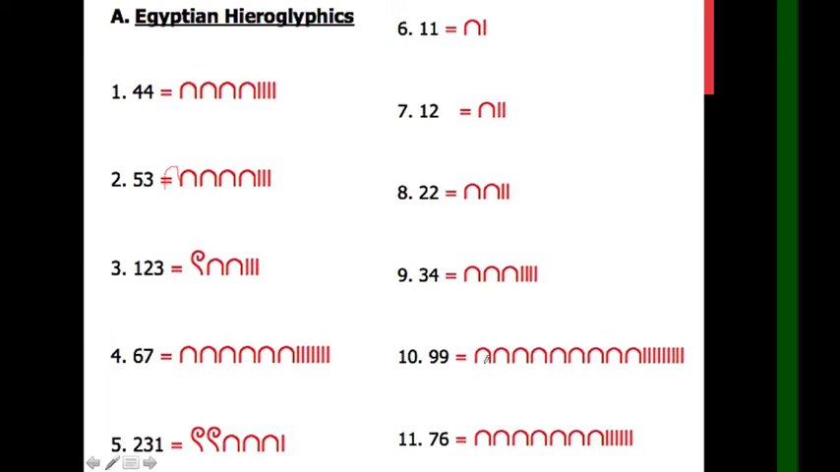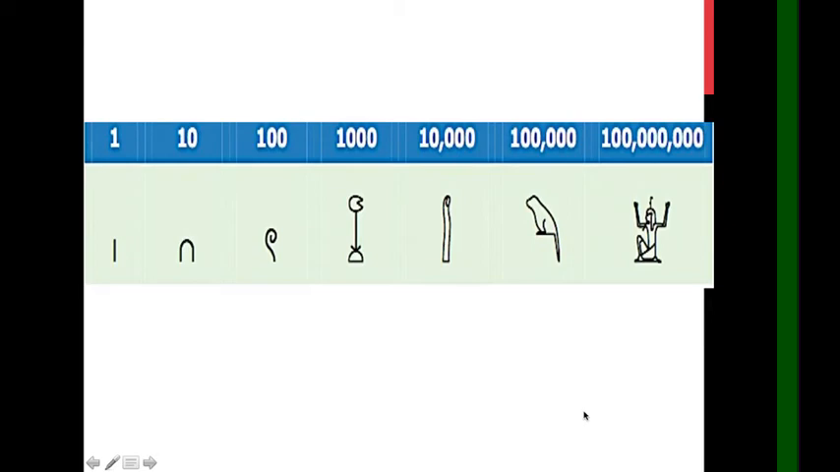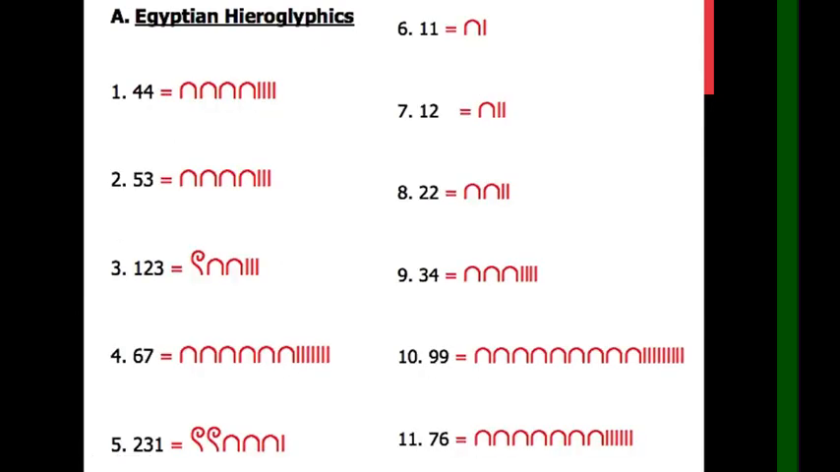99, siyam na horseshoes at saka siyam na sticks. 76, 7 horseshoes at 6 na sticks. So, again, basta dapat alam natin kung ano yung mga symbols at anong number ang nire-represent nila para makapagbuo ka or makapagsulat ka ng hieroglyphics or numeration.